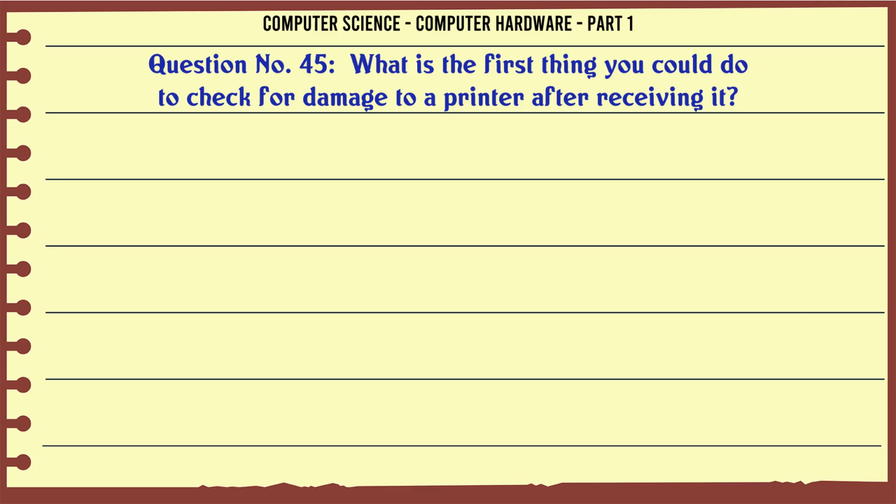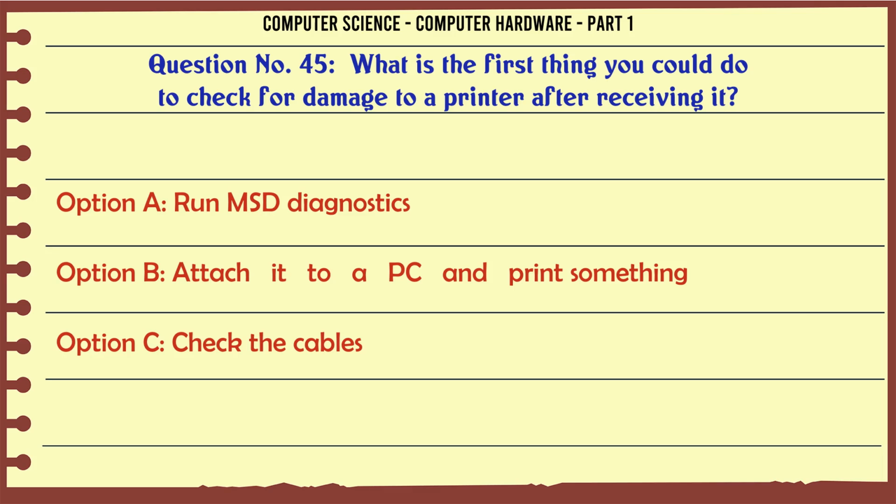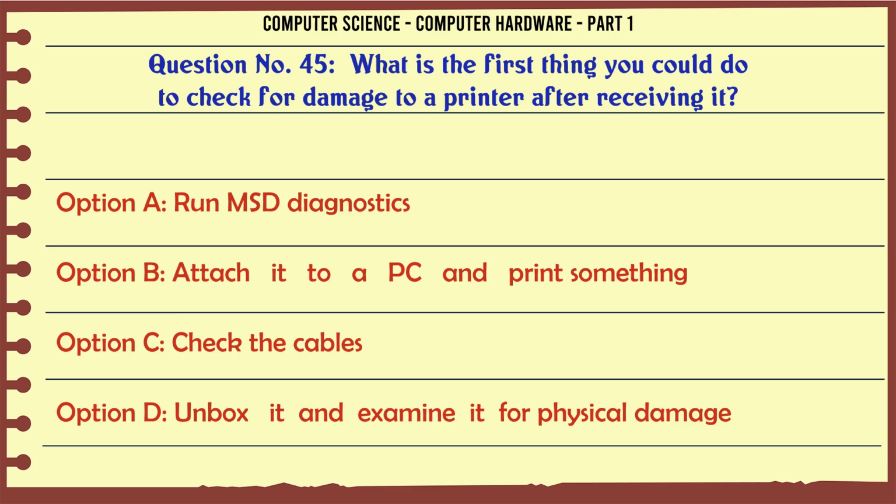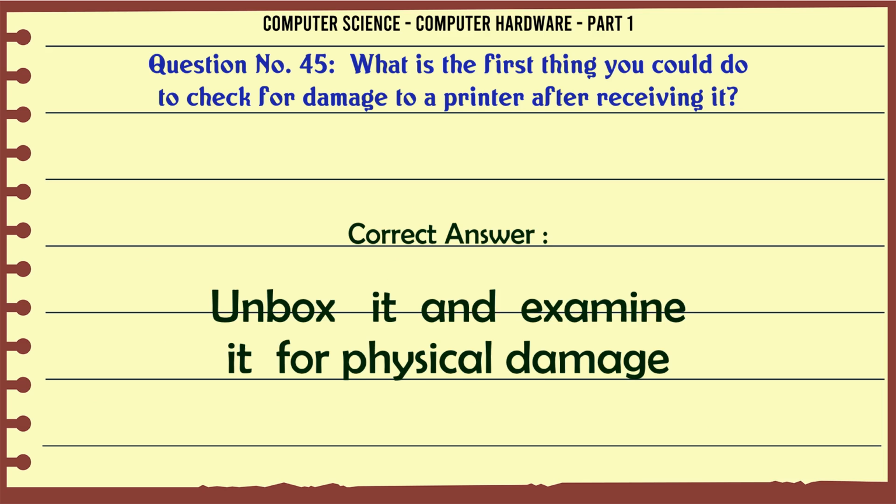What is the first thing you could do to check for damage to a printer after receiving it? A. Run MSD diagnostics. B. Attach it to a PC and print something. C. Check the cables. D. Unbox it and examine it for physical damage. The correct answer is unbox it and examine it for physical damage.